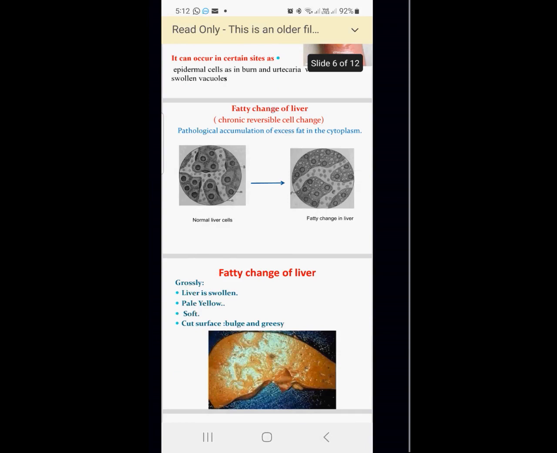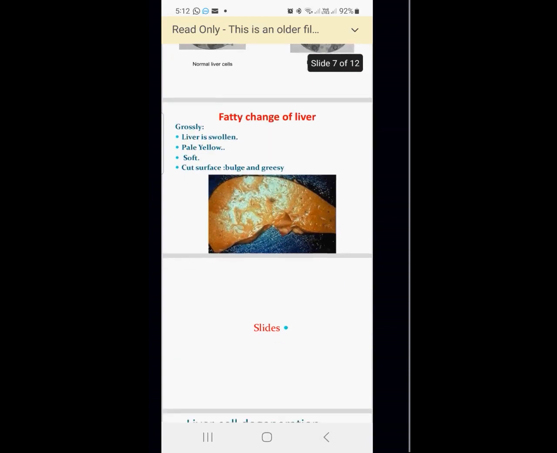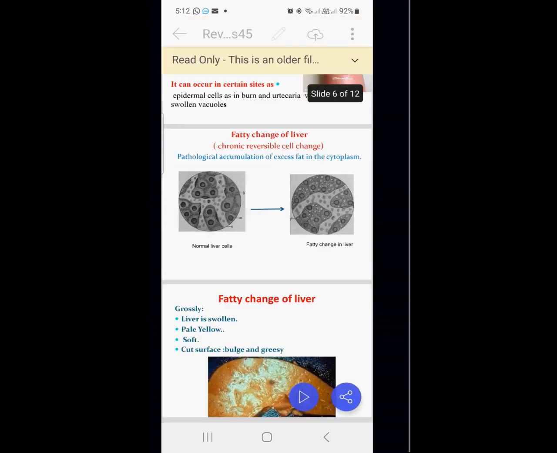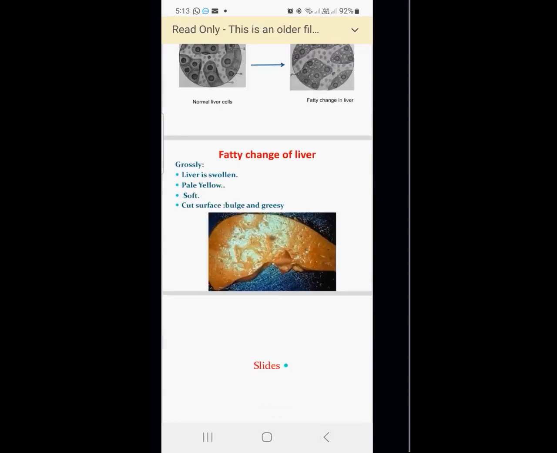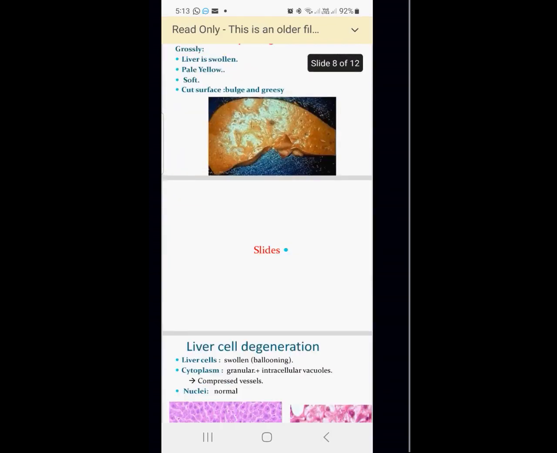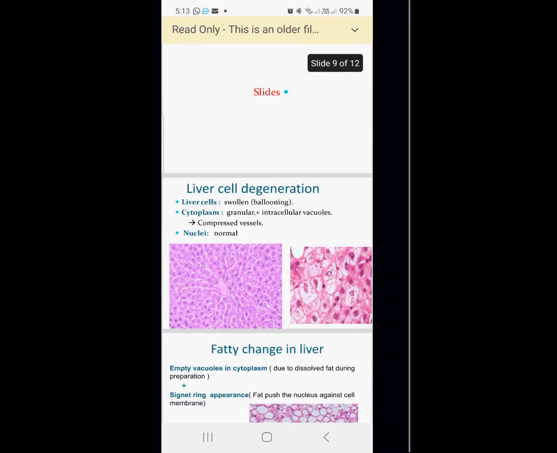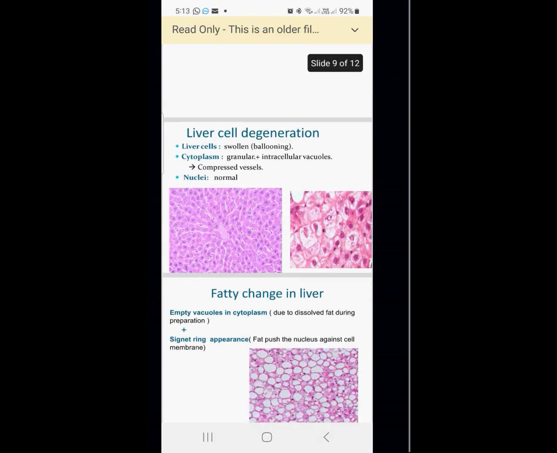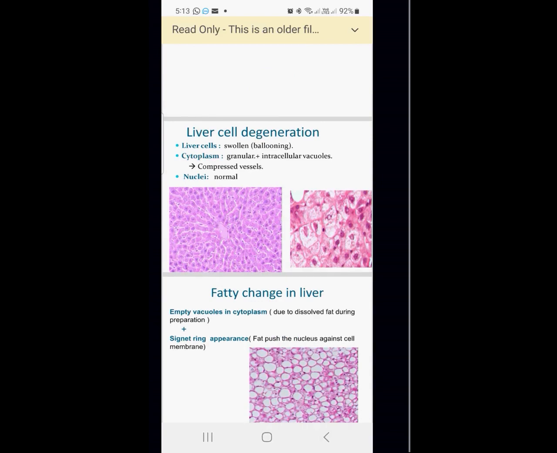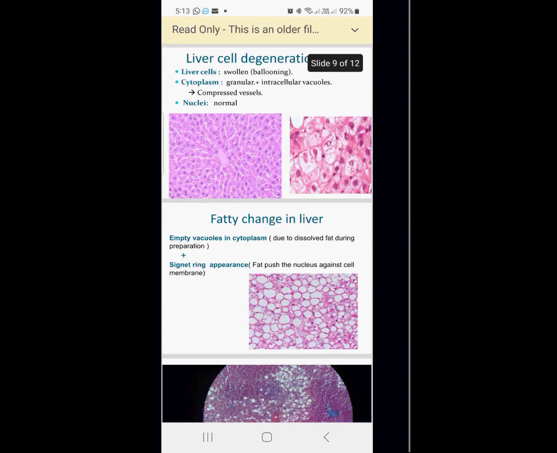الكاركترستيك فيتشرز هو الميكروسكوب دي هنشوفها تحت. اللي هي الليفر is swollen, pale yellow, soft, cut surface bulgy and greasy, cheesy like. Under microscope liver cell degenerations اللي هي swelling, ballooning, cytoplasm granular, intracellular بتشوف الفاكيولز, compressed vessels, nuclei. And nucleus is changing. Under the microscope, the hydropic changes and the fatty changes more or less are the same.